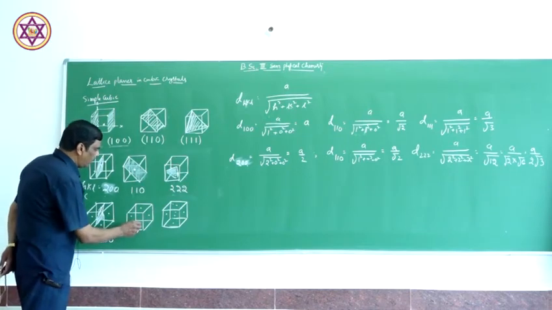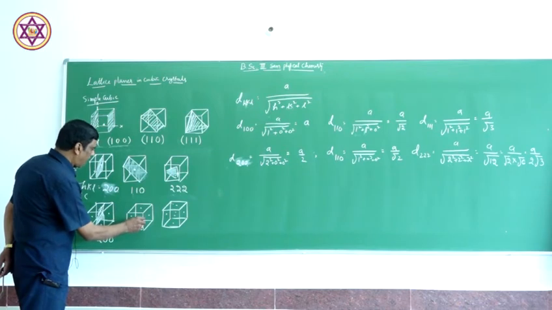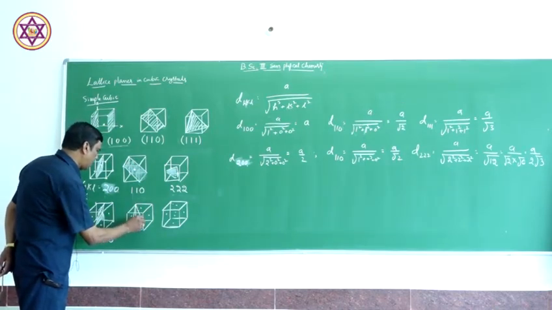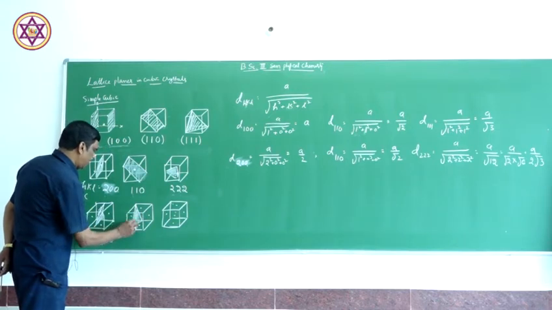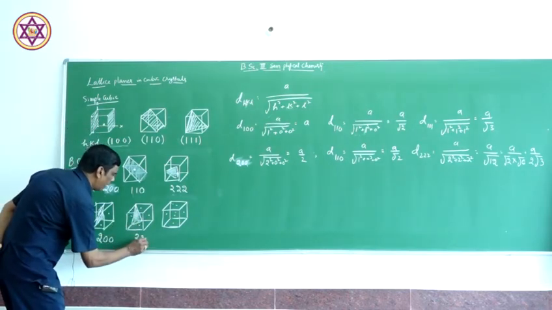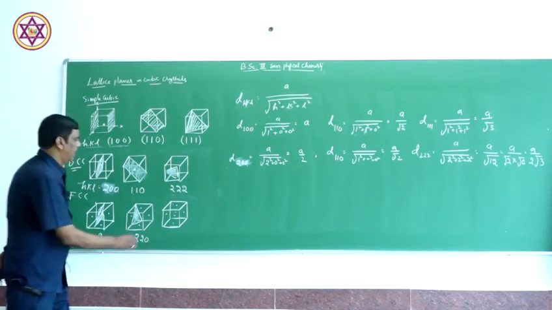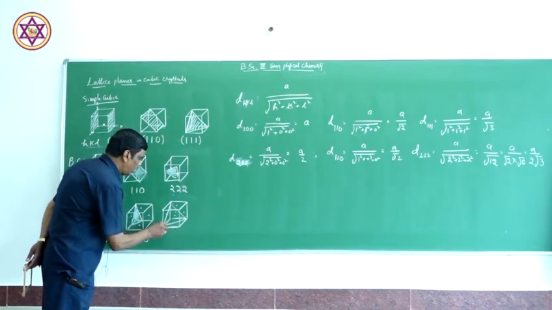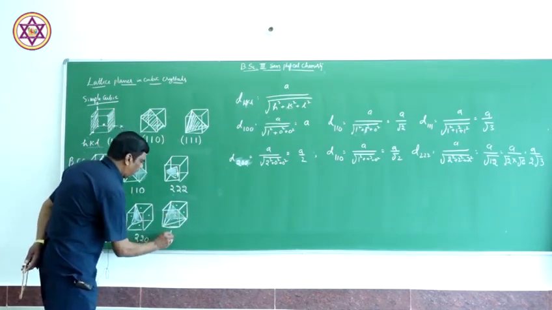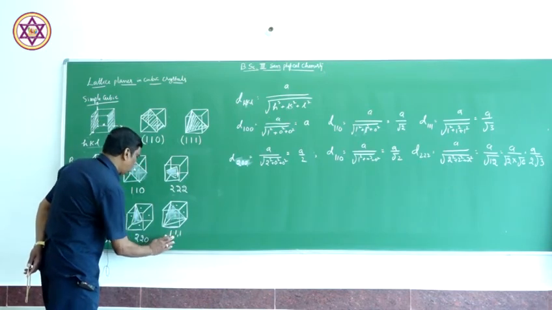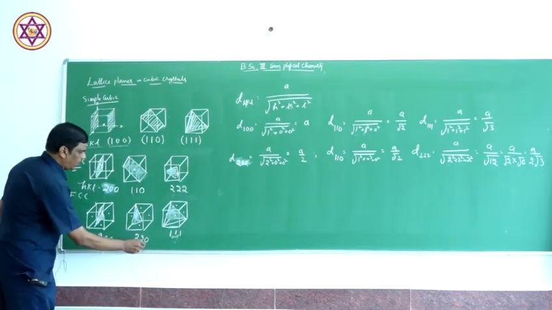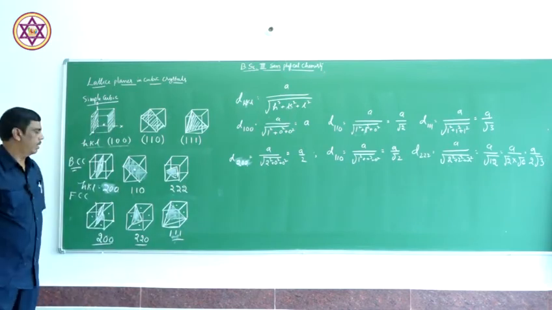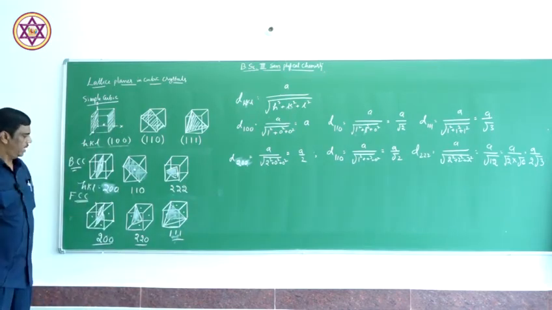The 2, 2, 0 plane means which bisects the x-axis at half and the y-axis at half, and is parallel to the z-axis. And another possible plane is this one. This is the 1, 1, 1 plane. So, the 2, 0, 0 plane, 2, 2, 0 plane, and 1, 1, 1 plane in case of face centered cubic lattice.